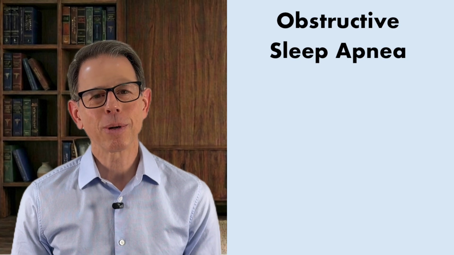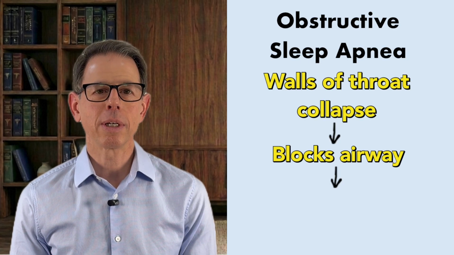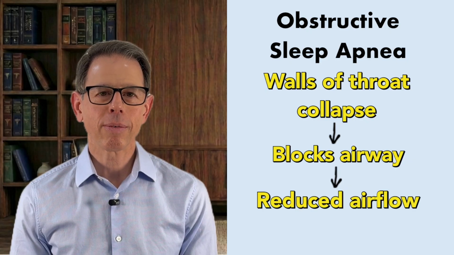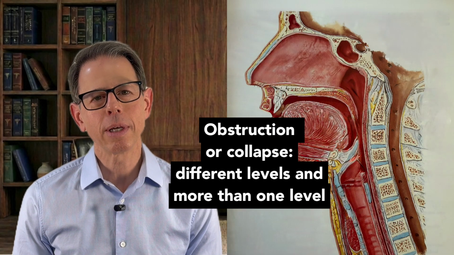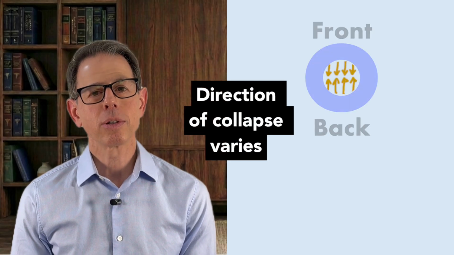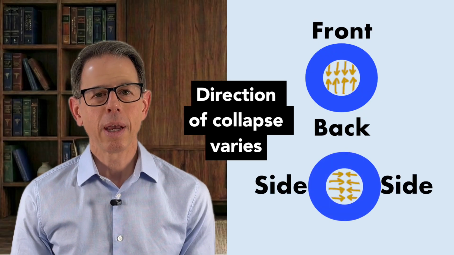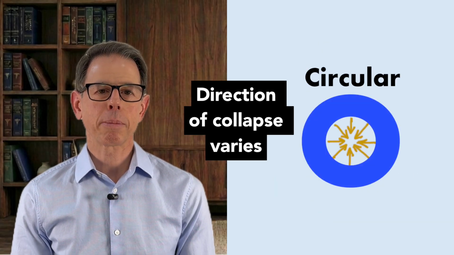Obstructive sleep apnea occurs because the walls of the throat collapse, blocking the airway. This results in restricted airflow. However, not everyone with sleep apnea obstructs in the same location. Even the direction of collapse can be different. Some people have front-to-back collapse, others have side-to-side collapse, and some people have a circular collapse pattern. It's really important to understand the pattern and location of collapse so that I can plan a procedure that is tailored to your anatomy rather than a one-procedure-fits-all approach.